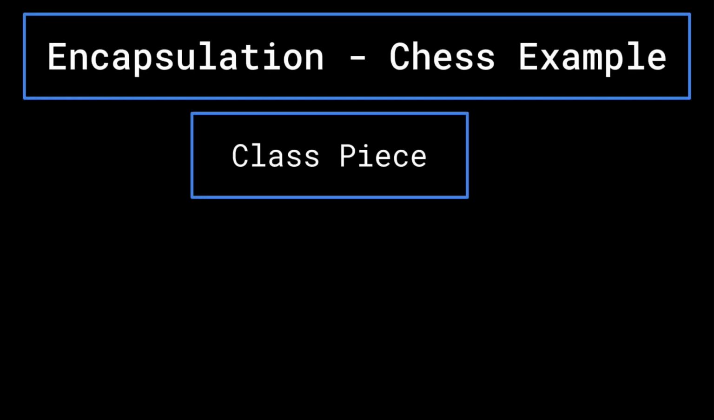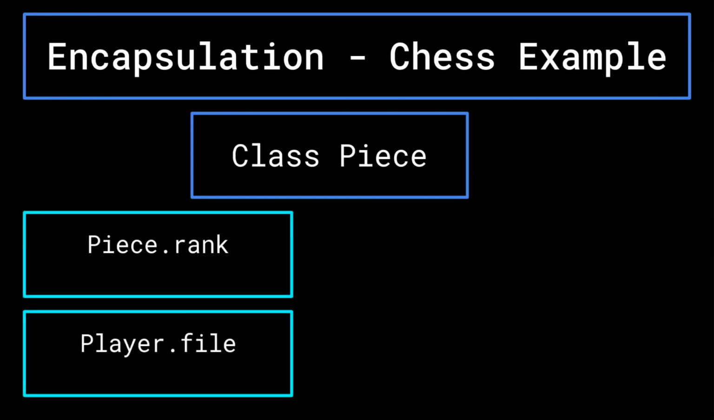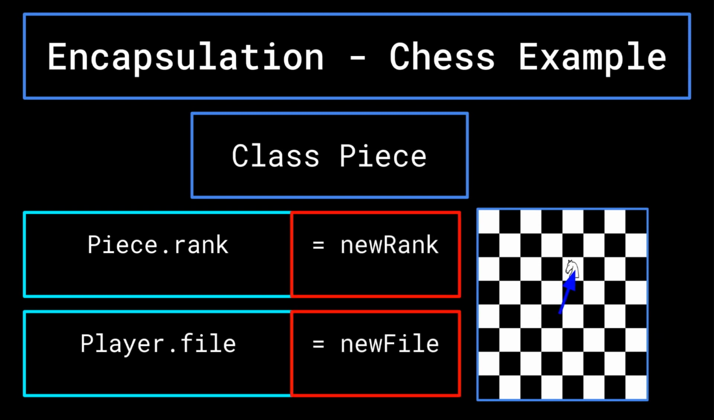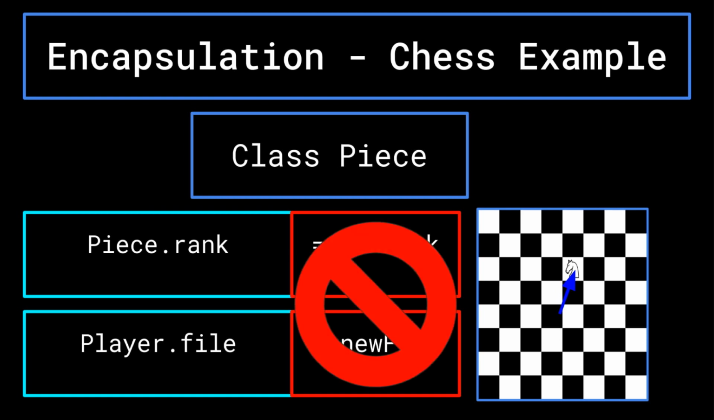When dealing with a piece's position, you would want to keep track of its rank, or its row, and its file, or its column. When the piece moves, you may think it would be okay to just set piece.rank and piece.file to new values. However, as discussed above, this is not the best way to handle it.